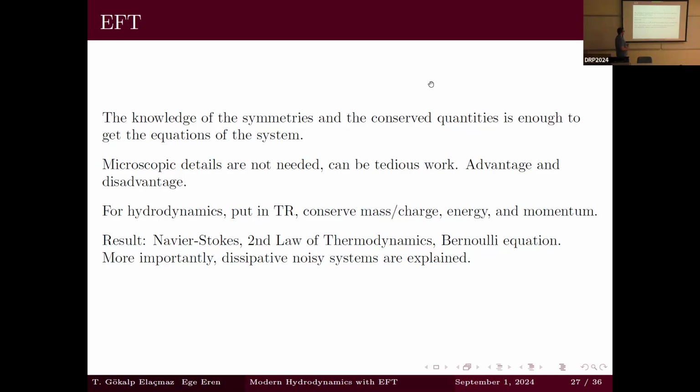More importantly, we didn't just describe hydrodynamics, we described all of the dissipative noisy systems. And this formalism can be used for many other things. And hopefully you got something out of it.